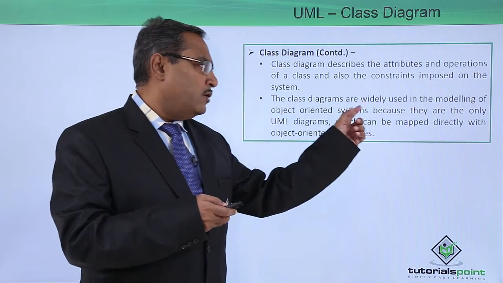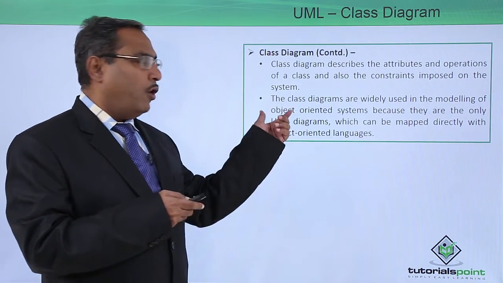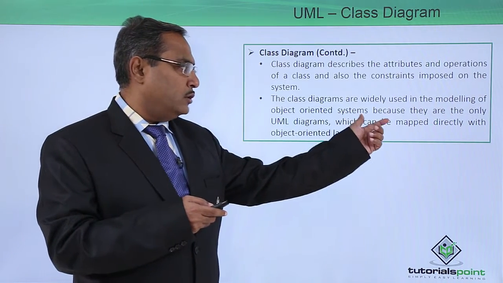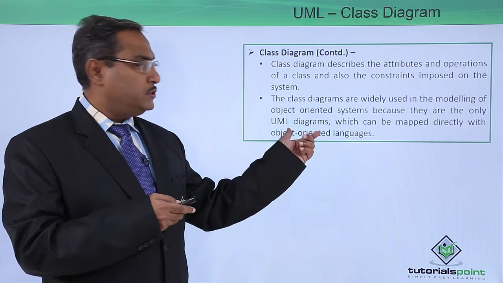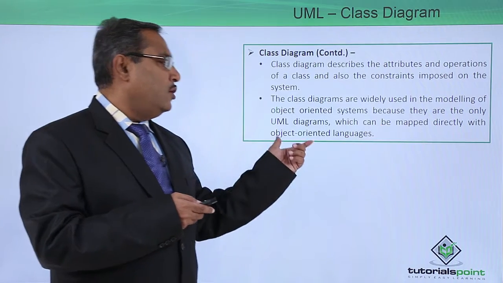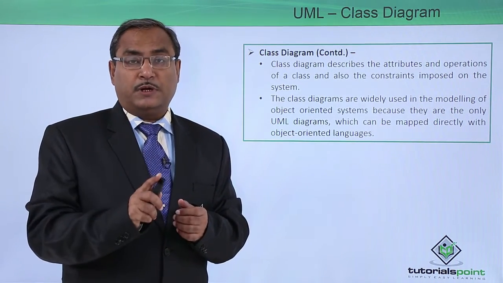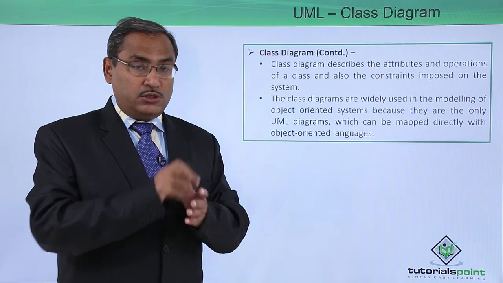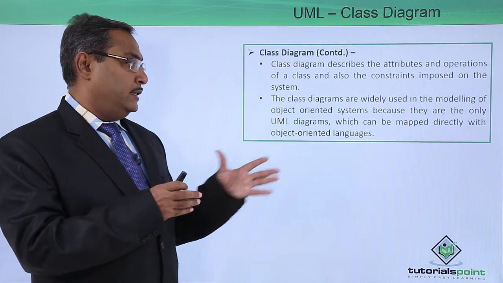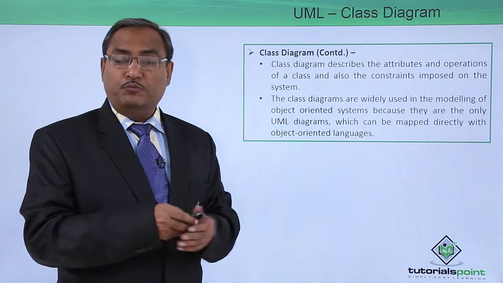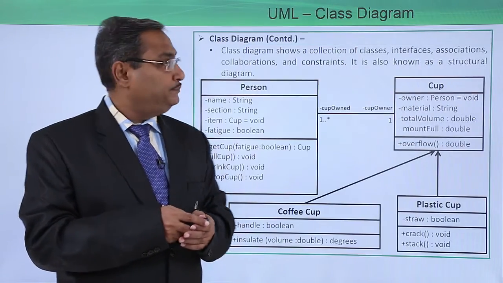Class diagrams are widely used in the modeling of object-oriented systems because they are the only UML diagrams which can be mapped directly to an object-oriented language. So that is the special purpose of this class diagram. There is no other diagram which maps directly to object-oriented programming languages.